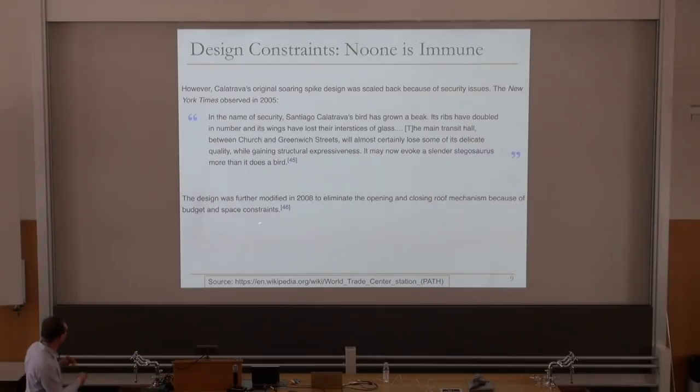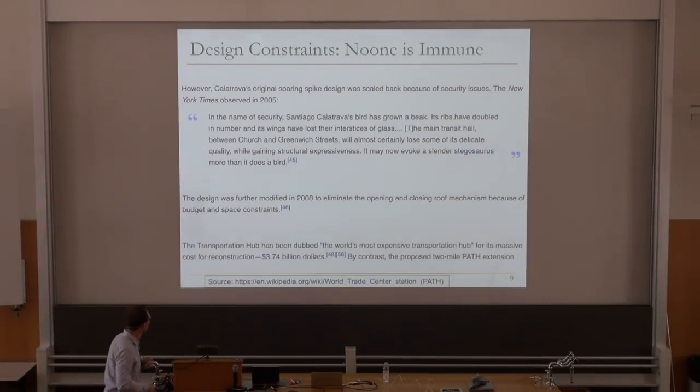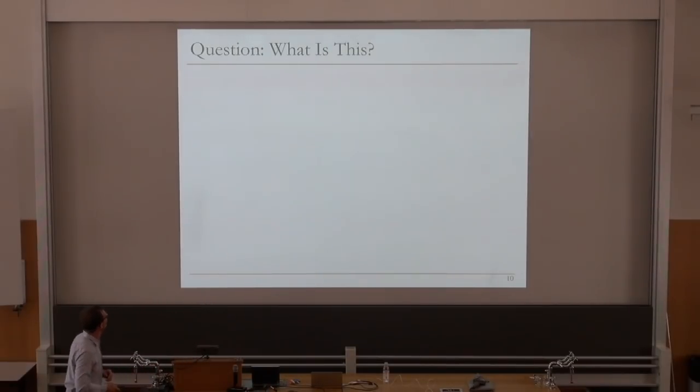And in this case, you can see that because of budget and space constraints, the design was modified to eliminate the opening and closing of the roof mechanism. And you can see the $4 billion price tag over here, almost $4 billion. And it's a transportation hub. I didn't say that. It's a multifunction thing. It's not just a beautiful art or architecture building sitting over there, but underneath there's a huge station over there. And you can take trains as well as metro to many places. I've done that many times.